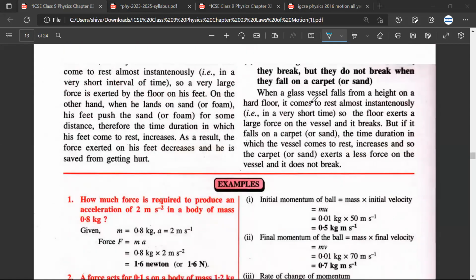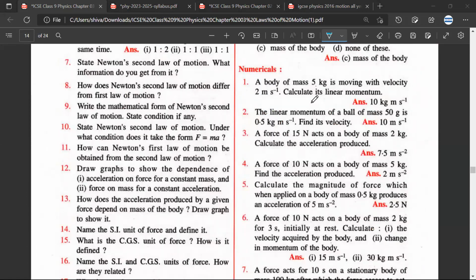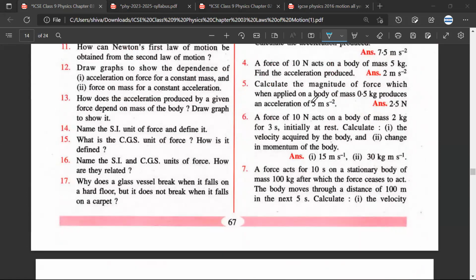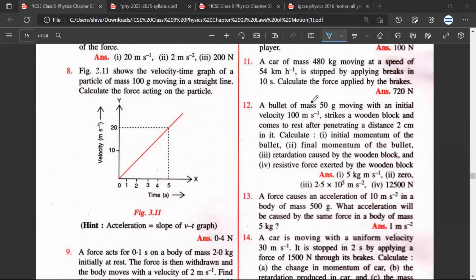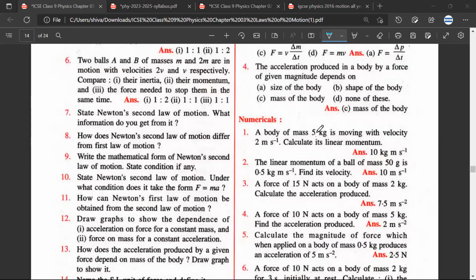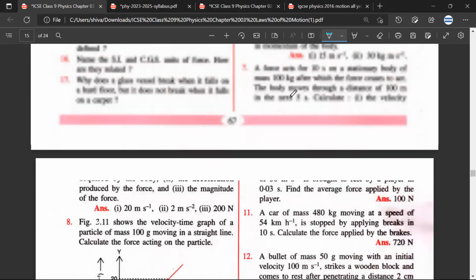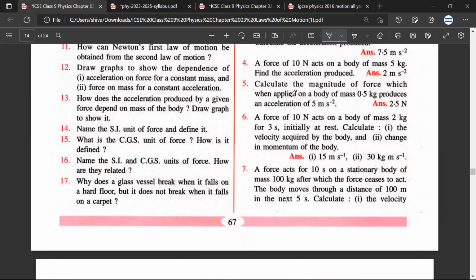So this is the thing that we wanted, and I'll send you a few questions regarding momentum and the relation between mass, velocity, and acceleration. You'll have to do that as homework. Would you be able to do that? Basically, I'll be sending you these numericals from question number 1 to question number 14. Very small examples, very small numericals. The answers are also given, and they won't be tough. We'll just practice whatever we have discussed now. Would you be able to do that?